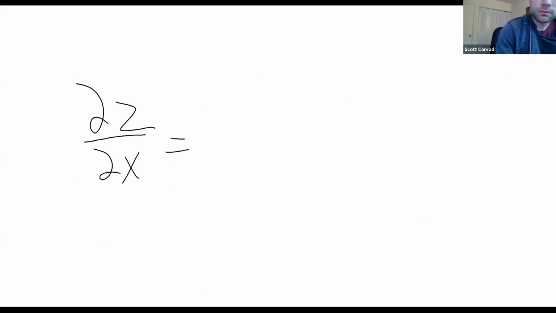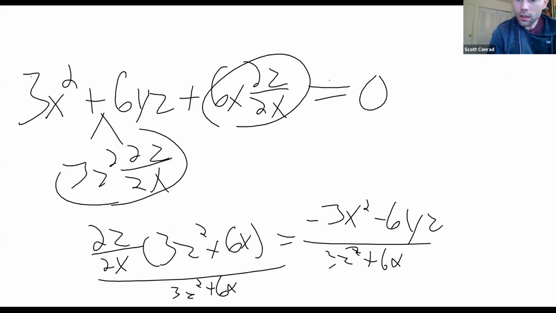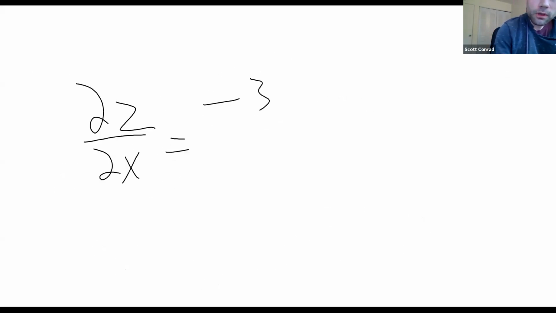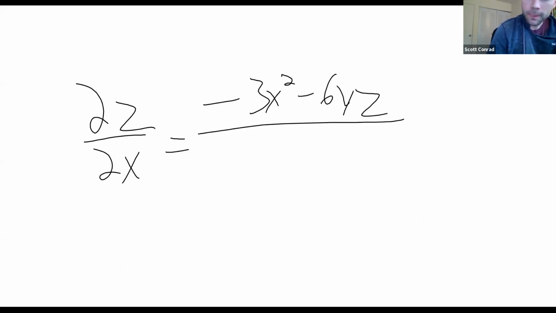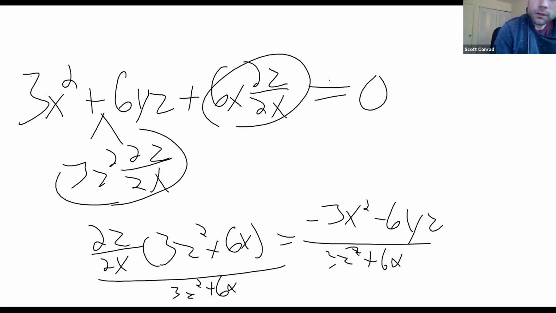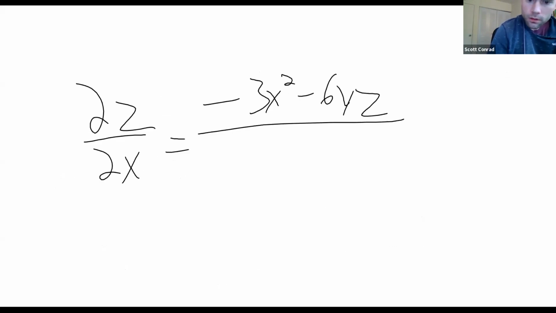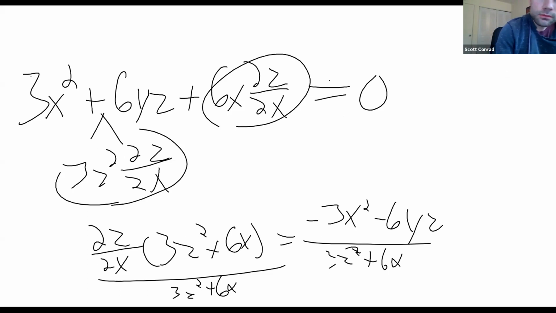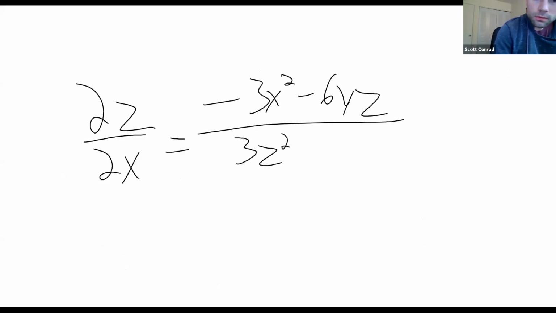And so when we do that, we get dz dx is equal to negative 3x squared minus 6yz divided by 3z squared plus 6x. And of course, you could simplify that if you want.